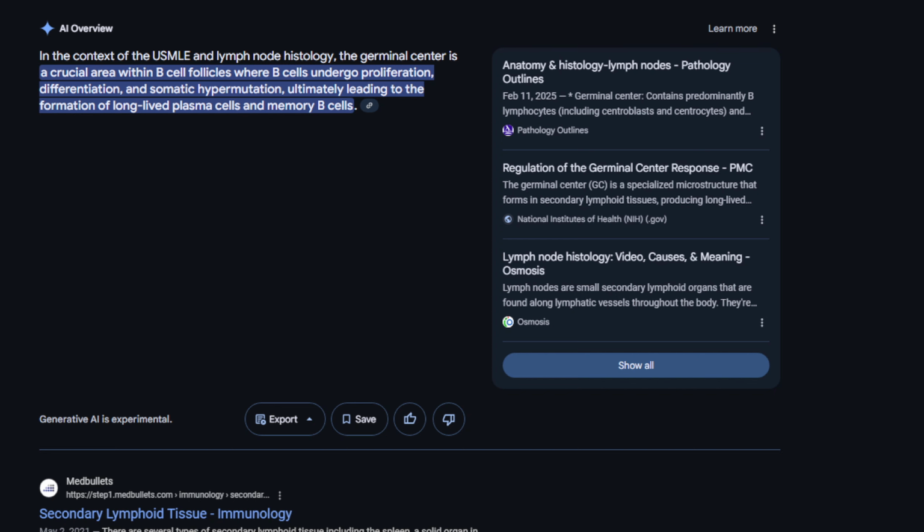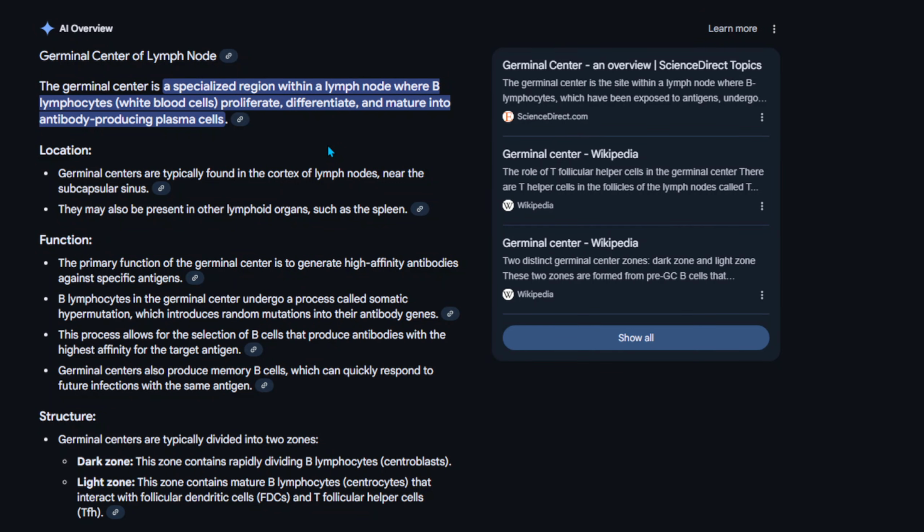So the germinal center is a specialized region within the lymph node where B lymphocytes proliferate, differentiate, and mature into antibody-producing plasma cells. This is where you have the production of plasma cells. The germinal centers are typically found in the cortex of the lymph node near the capsule and sinus. They may also be present in other lymphoid organs such as the spleen.